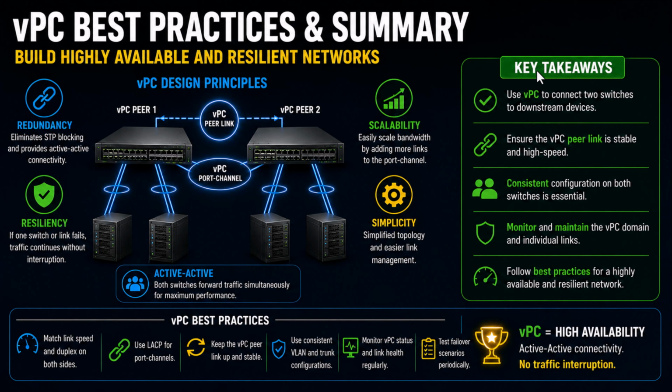For a stable vPC deployment, Cisco recommends a few best practices. Always keep the peer link healthy. Use LACP for downstream port channels. Keep VLANs and trunking configurations identical on both switches. Monitor the health of both peer switches regularly and test failover scenarios before putting the design into production. These small steps make your network much more reliable.